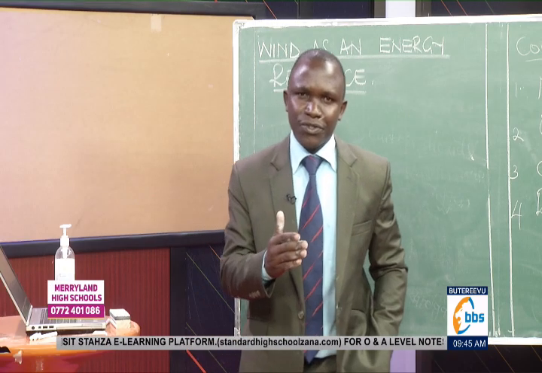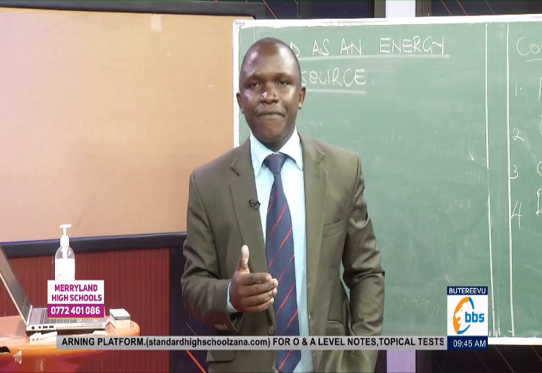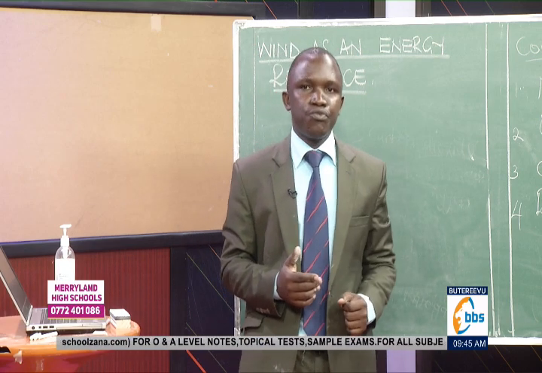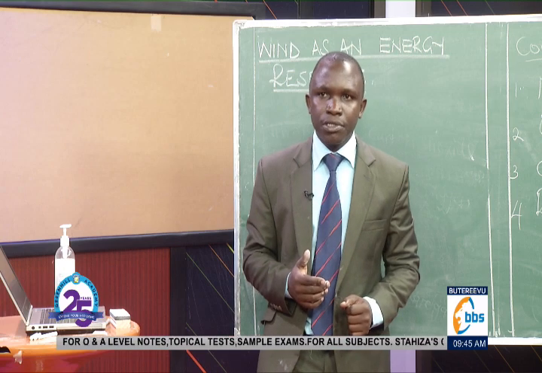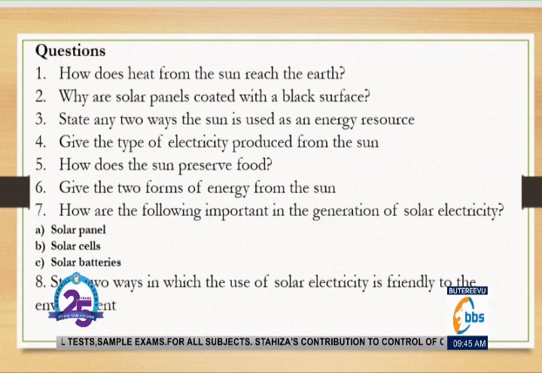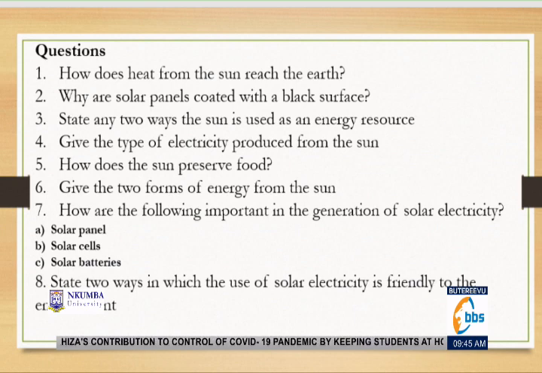Well, dear candidates, as I wind up with the sun as an energy resource, let me take you through some of these questions that are really very important, and you need to know them. One, how does the heat from the sun reach the earth? That is through radiation. Remember, we look at heat transfer in P5. We look at those methods, how it is transferred. So heat from the sun reaches us through radiation.